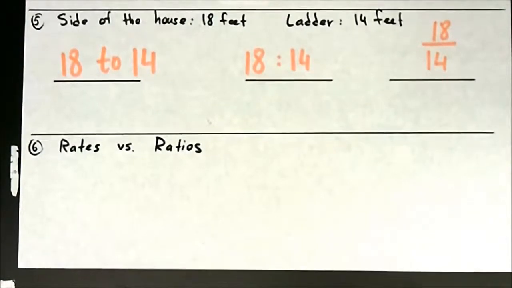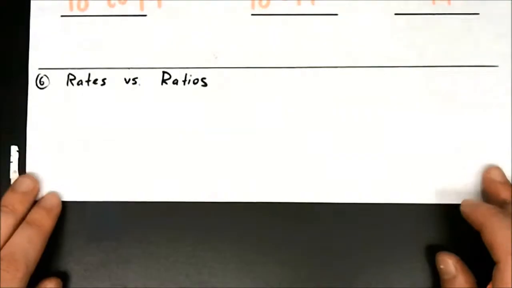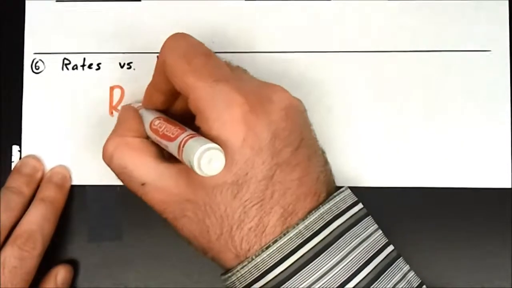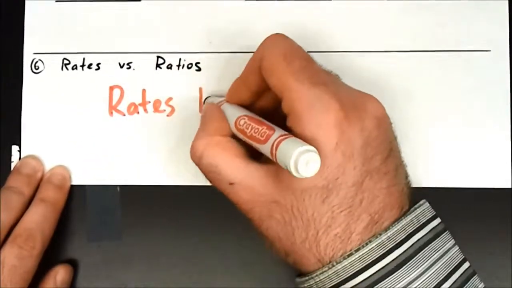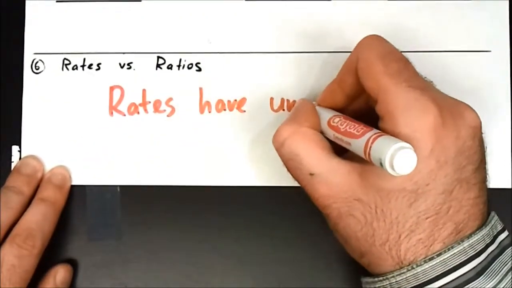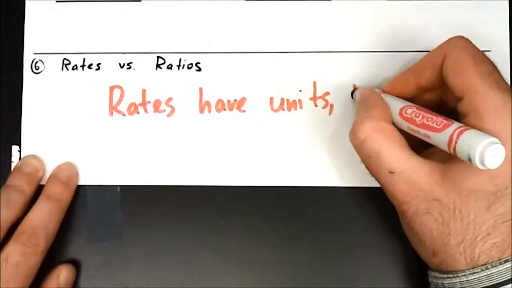Excellent. Last question on this page. 6 asks us, what is the difference between rates and ratios? Can someone tell me what is different between rates and ratios? Units. Units is what's different between rates and ratios. So you can say that rates have units. Ratios do not.